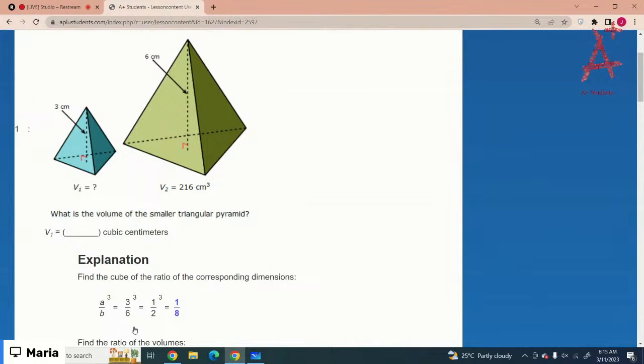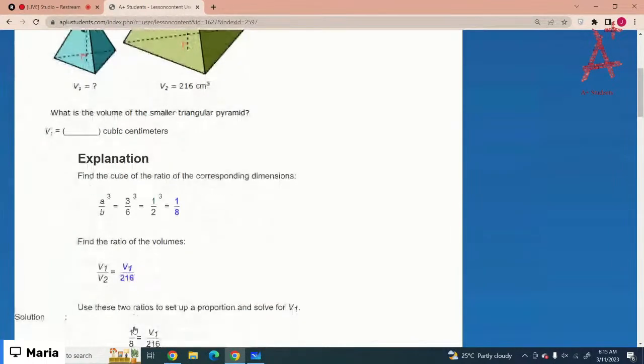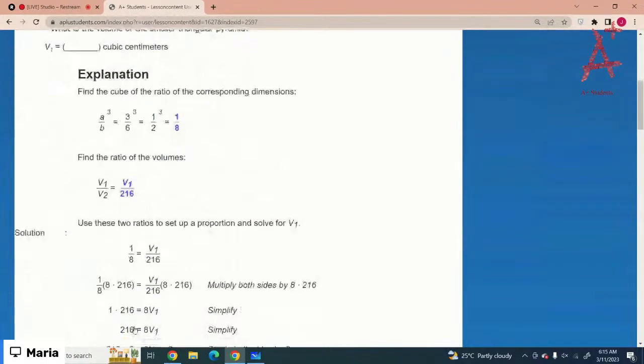Got it? So you are given two of the sides. They are 3 and 6. So because we are working on the volumes, for the volumes we have to calculate the cube of the ratios, corresponding ratios. Got it? So it will be a cube divided by b cube equals 3 cube divided by 6 cube. Got it? And then we have to form a correspondence between their volumes. Got it?